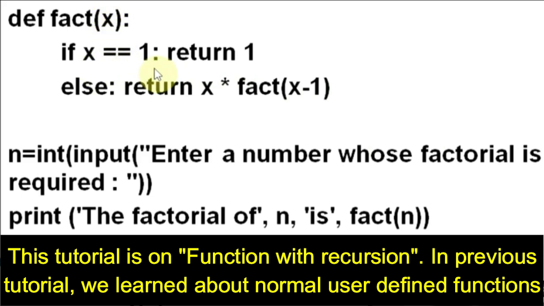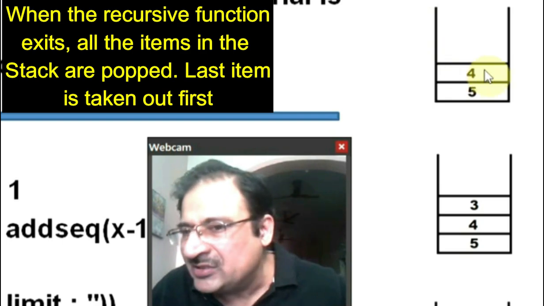Is the value of x equal to 1? No. Control will come over here. Return to the main function taking 4 and call the fact function with value 3. 4 minus 1 is 3. So this 4 cannot be taken to the main function. It will be again pushed to the stack.